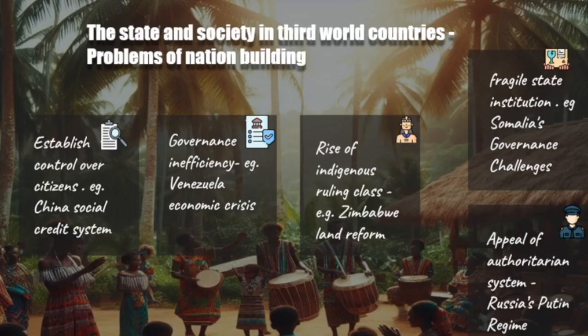Now let's look at the challenges. In third world countries, the problem of democracy is in its nation building. Now, the various problems include establishing control over its citizens, the governance being ineffective or inefficient, the issue of the rise of an indigenous ruling class, the fragile state institutions, and the appeal of authoritarian systems. Now we will go through each and every one of them by looking at some examples here.